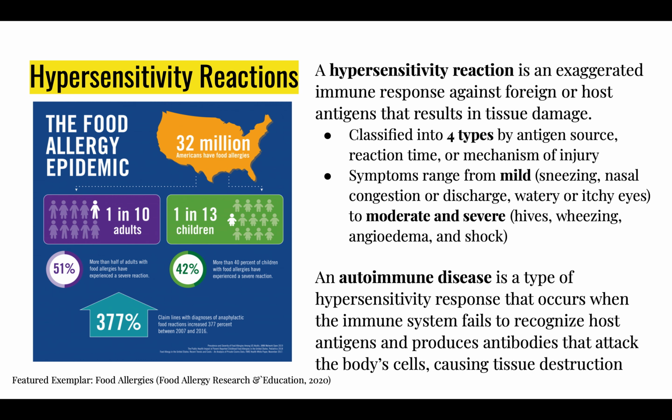Hypersensitivity reactions. A hypersensitivity reaction occurs when the immune system produces an overreactive response against a foreign or self-antigen. There are 4 types of hypersensitivity reactions, which are discussed in more detail on the next slide. Symptoms can range from mild, such as those seen with allergic rhinitis, to moderate and severe, such as during an asthma exacerbation or anaphylaxis. The exaggerated immune response seen in certain autoimmune diseases is also a type of hypersensitivity reaction in which the immune system produces antibodies against self-antigens.